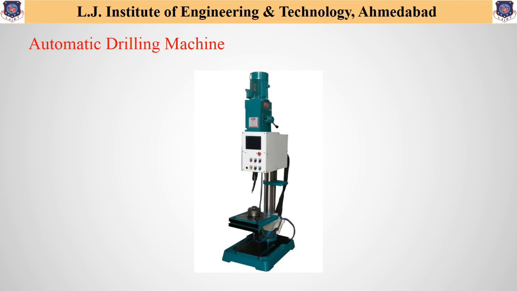So in this lecture we have discussed the main different drilling machines, that are the first one, portable drilling machine, second one, sensitive drilling machine, upright drilling machine, and automatic drilling machine. So in our next lecture onwards we will start the discussion about radial drilling machine and the different remaining drilling machines.